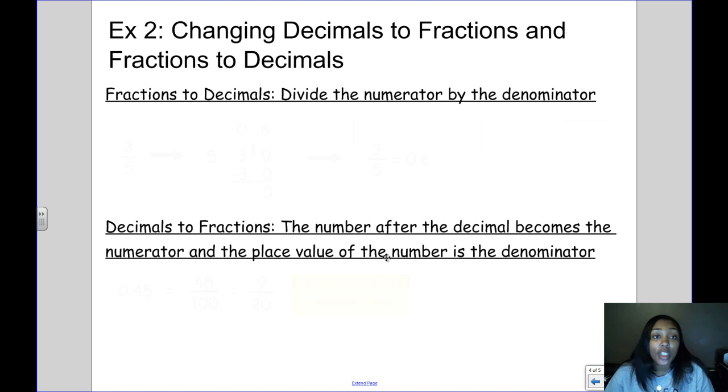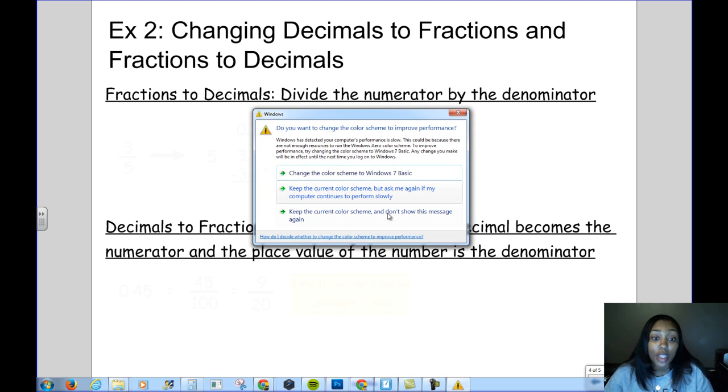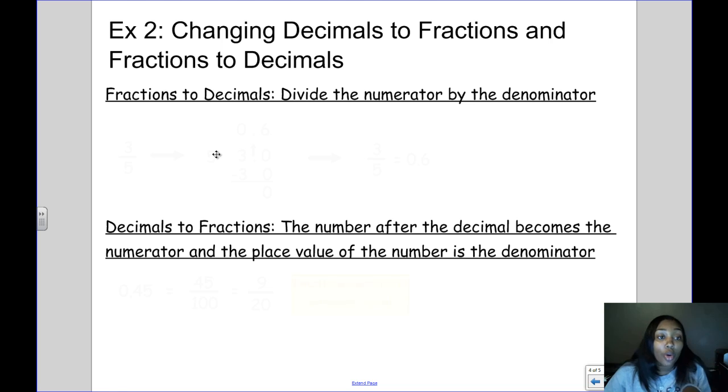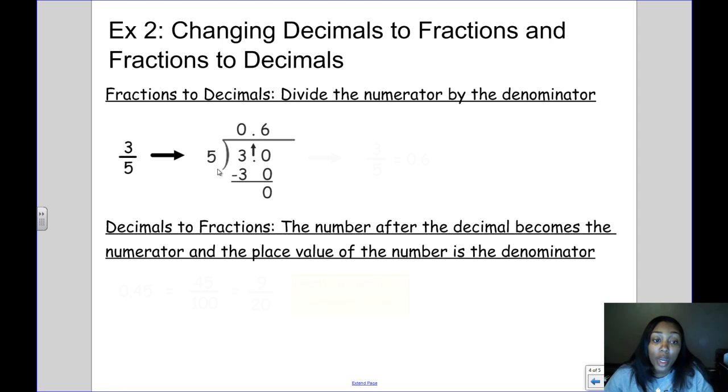So this next example is how to change decimals to fractions and fractions back to decimals. In order to do that, we're going to divide the numerator by the denominator. So if we want to change a fraction to a decimal, we're going to have to divide. I've been given this fraction 3/5, and I want to know what is 3/5 as a decimal. So the first thing I have to do is set up my problem. I've got to put the numerator inside the house and the denominator outside the house.